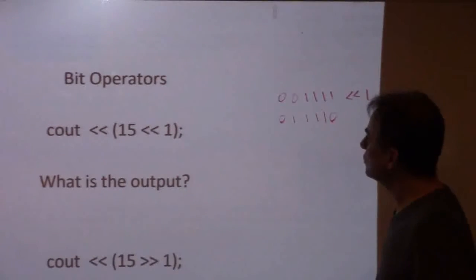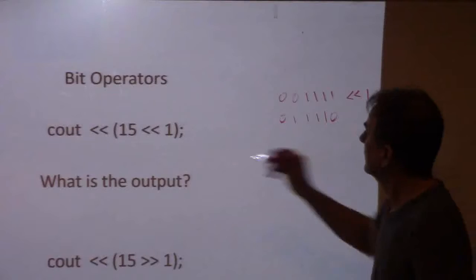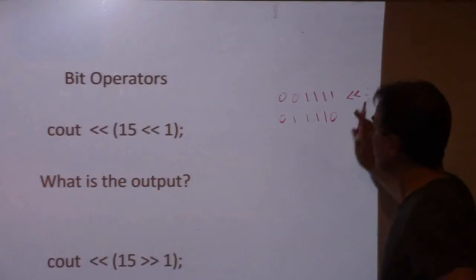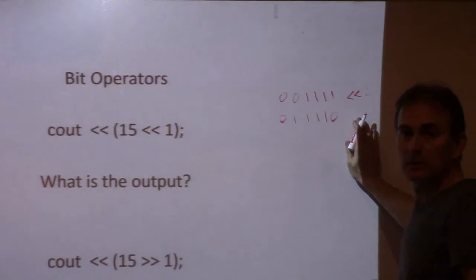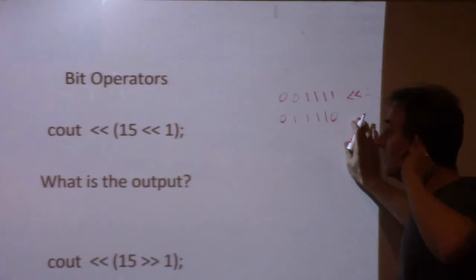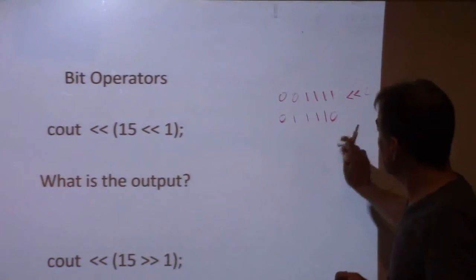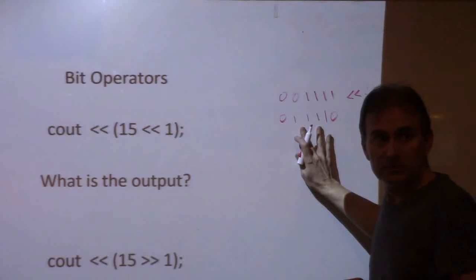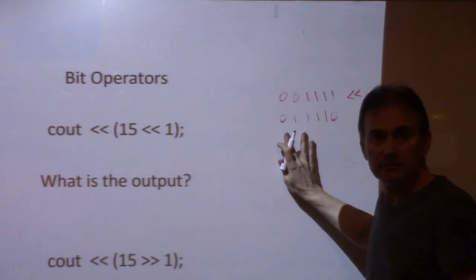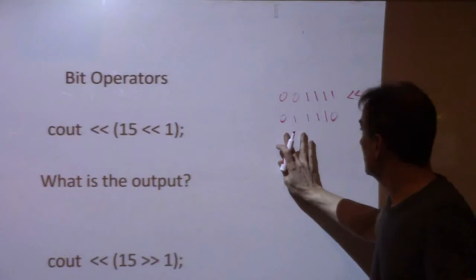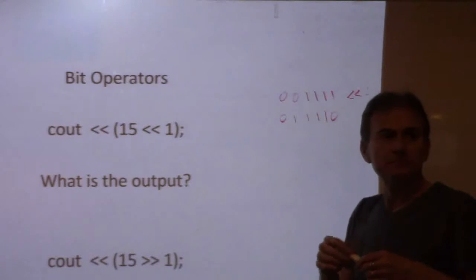What if I shifted twice? What if I shifted by 2? What's going to print out? What value? 60. Shifting it once doubles it. Shifting it again doubles it again. So double 30, get 60. Okay?